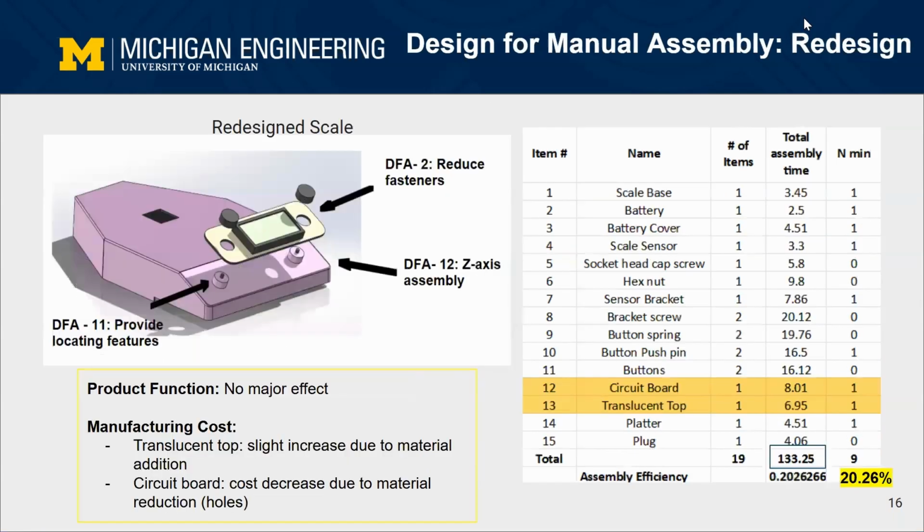We redesigned these parts using design for assembly guidelines indicated here, reducing fasteners, providing locating features, and applying Z-axis assembly. This had minimal impact on the product function, but presented some influence with the manufacturing cost because of material manipulation. In performing the analysis with our new design, we observed significant change in the total assembly time required for the translucent top, which reduced total assembly time by about 40 seconds and improved assembly efficiency by about 5%.